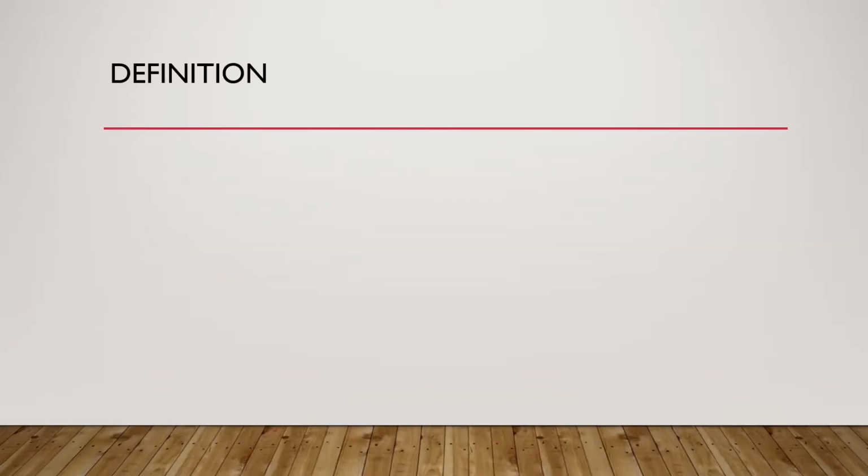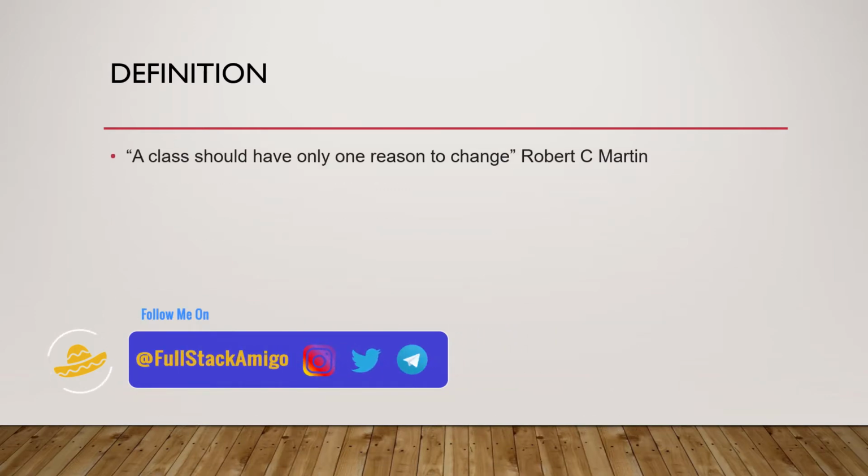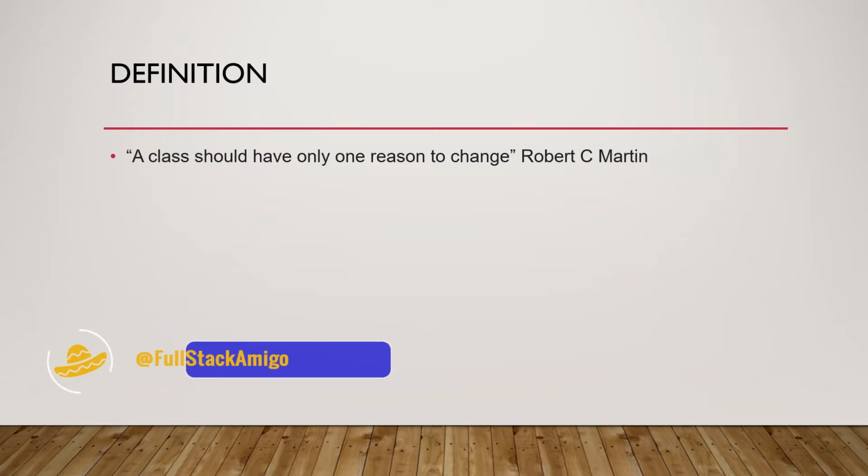So, let's start with the definition of the single responsibility principle as stated by the man himself, Robert Martin. He says a class should have only one reason to change. So the ambiguity is here. What is the reason to change? What do we mean by the reason? This is what we are going to understand in this video.